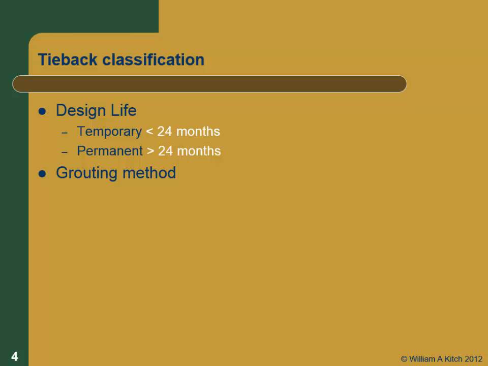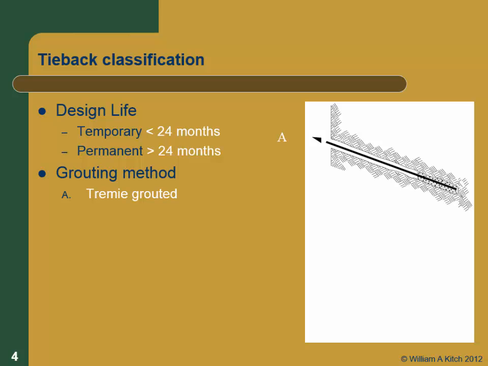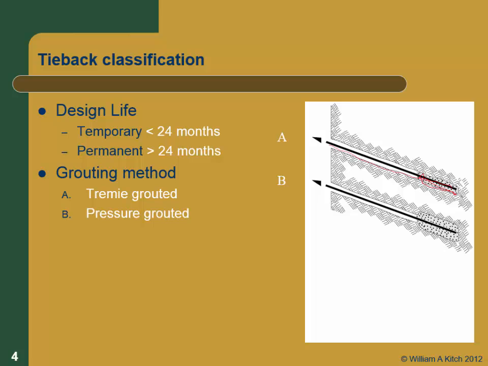The other way we classify them is on the way that the grouting is done. The simplest grouting is just tremie grouting, which is just gravity grouting. So all you do is insert a tube in your hole down to the bottom, and you'll just grout it up from the bottom up, and it's pumped in. It says gravity. It's pumped in, but it's not pressurized. You're just pumping it in order to make sure it gets down in the bottom of the hole. But there's no pressurization there. The second one is pressure grouted, where you're going to put a packer in here.